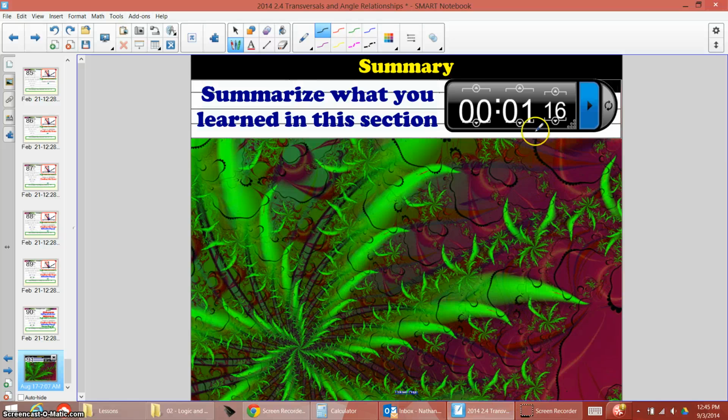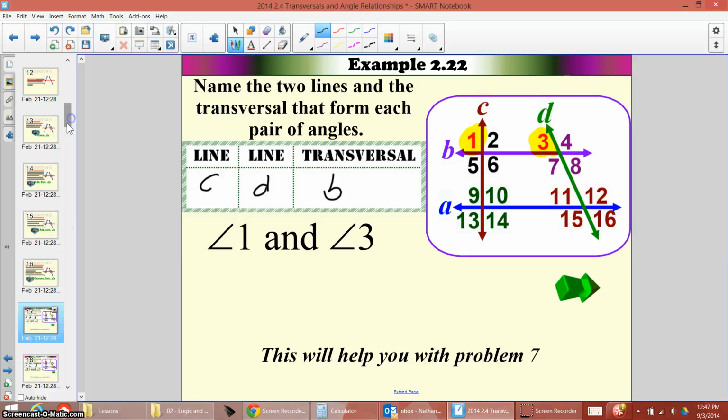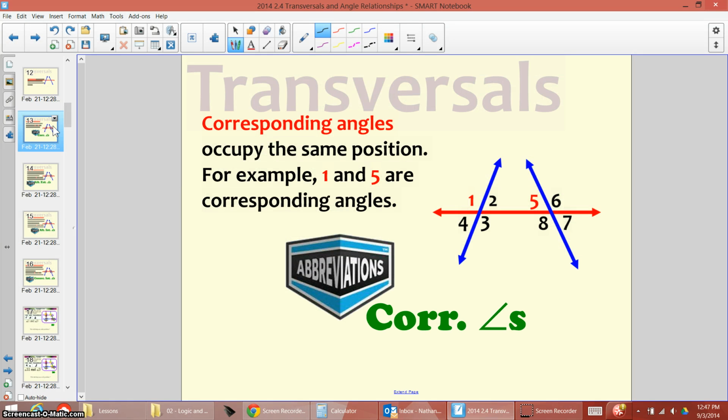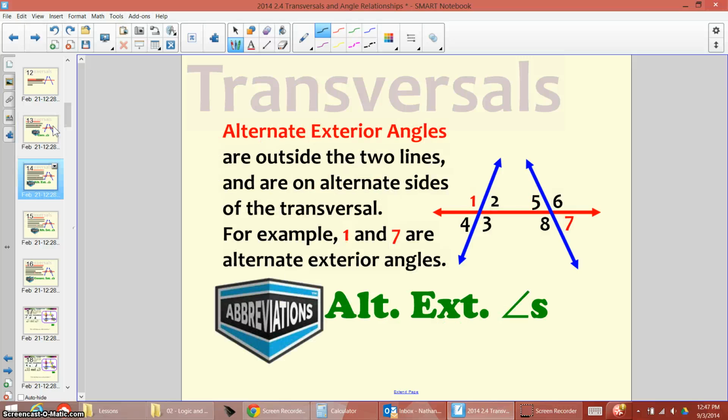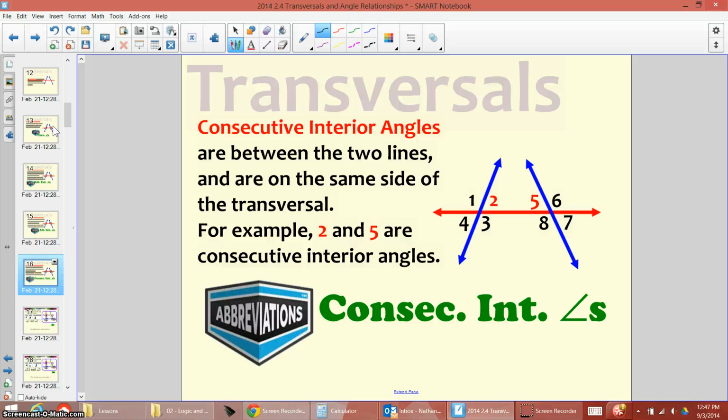Summarize what you've learned in this lesson. We've learned about 4 different angle pairs. I'm sorry the microphone's so bad. I'm going to try and do some work on fixing the microphone. It sounds really bad. But we learned about corresponding angles, alternate exterior angles, alternate interior angles, and consecutive interior angles. Please know those 4 very, very well.